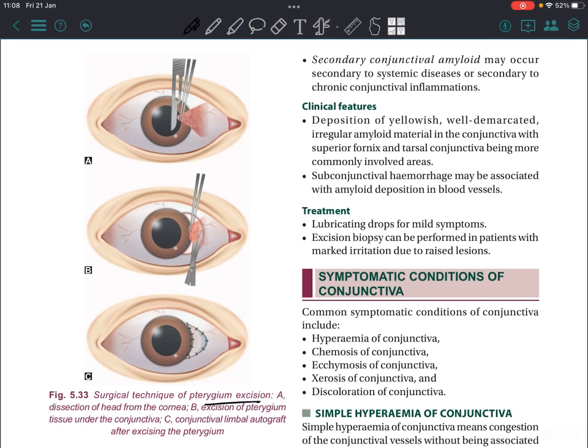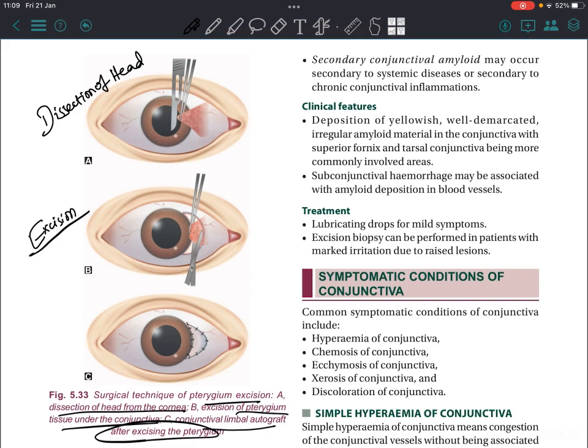Surgical technique of pterygium excision. A, dissection of the head from the cornea. B, excision of pterygium tissue under the conjunctiva. And C, a conjunctival limbal autograft after excision of the pterygium.